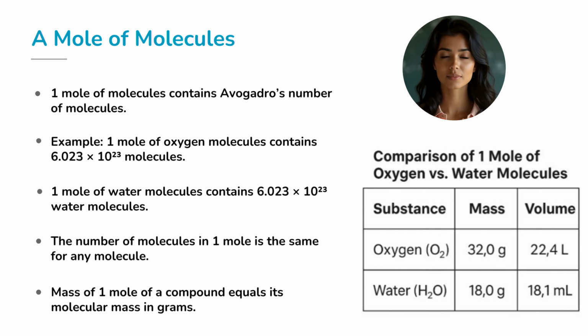Moving on to molecules. Now, a molecule is like a tiny group of atoms bonded together. So, when we talk about a mole of molecules, we are referring to 6.023 times 10 raised to the power of 23 molecules. Let's take water as an example. 1 mole of water molecules contains 6.023 times 10 raised to the power of 23 molecules of water. The cool thing is, the molar mass of water is 18 grams per mole, meaning 18 grams of water contains 6.023 times 10 raised to the power of 23 water molecules.